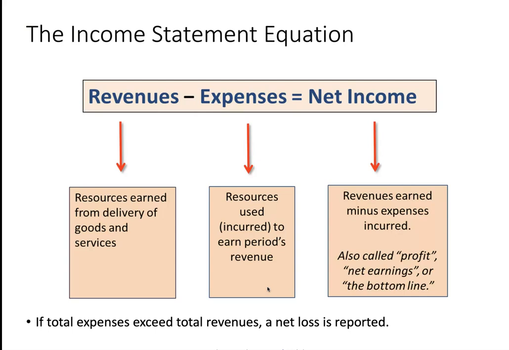The accounting equation behind the income statement is revenues minus expenses equals net income. Again, revenues are the resources earned by delivery of goods or services. Expenses are the resources used or incurred to earn the period's revenue. Finally, net income is the net outcome of revenue and expenses. If revenue exceeds expenses, we have a profit or income. If expenses exceed revenue, we will have a loss.